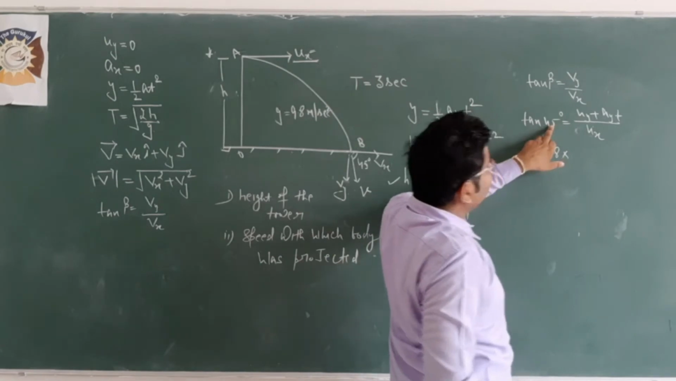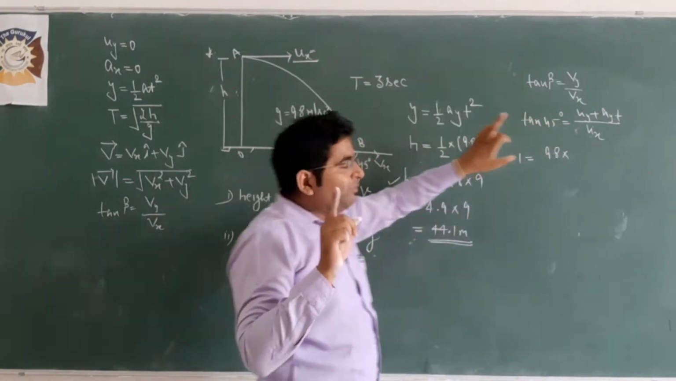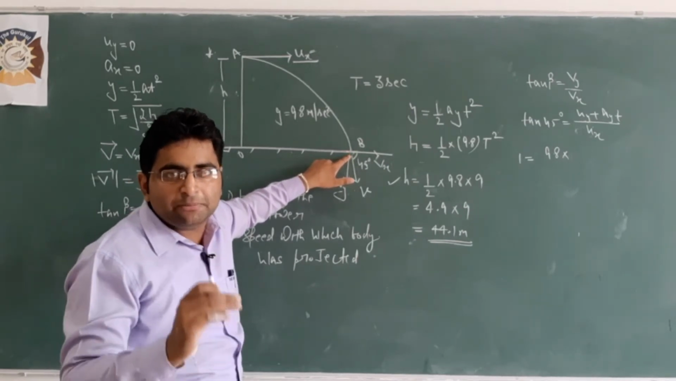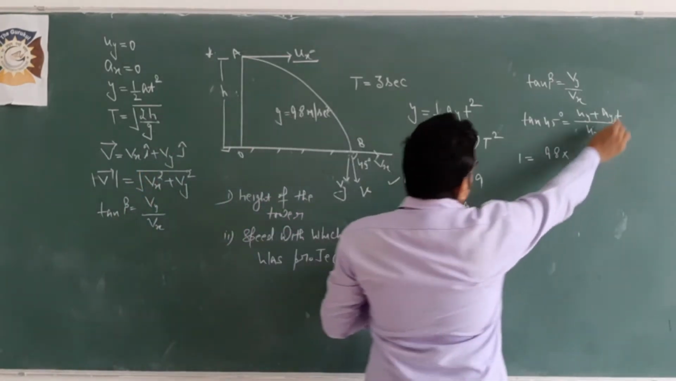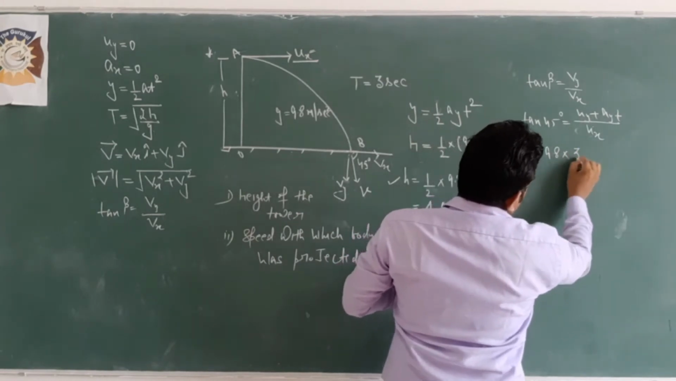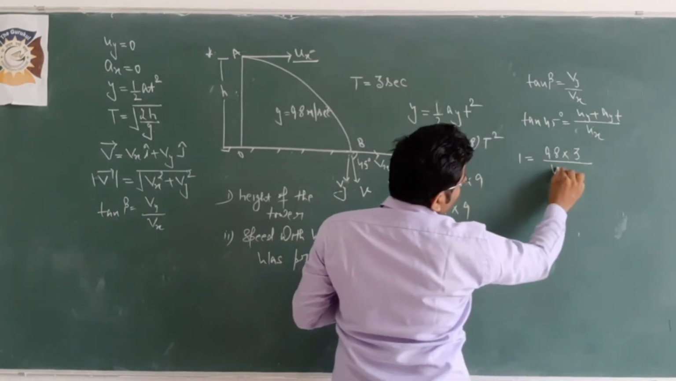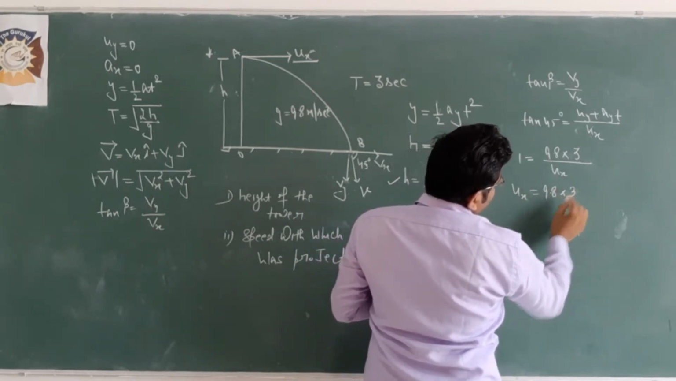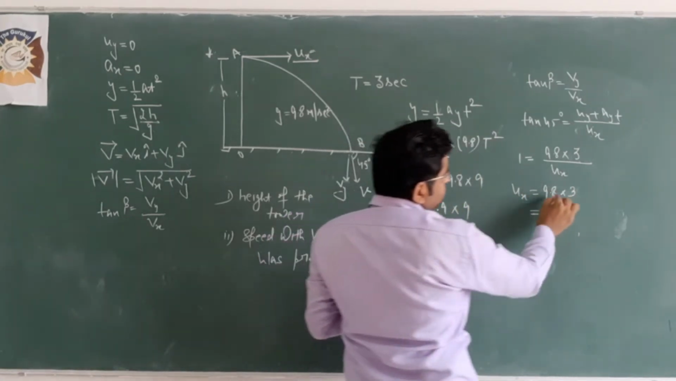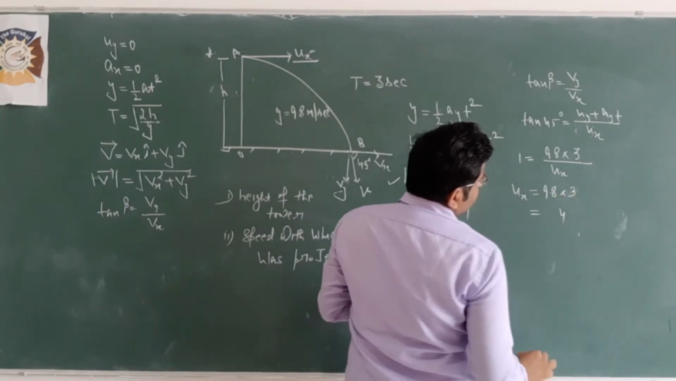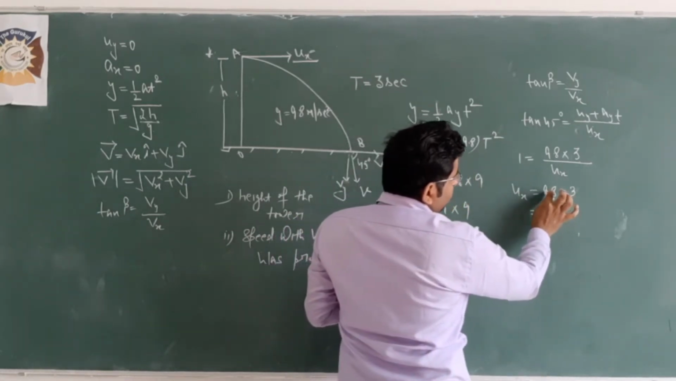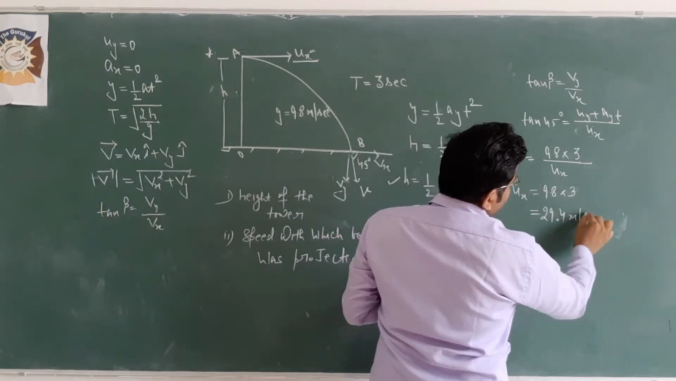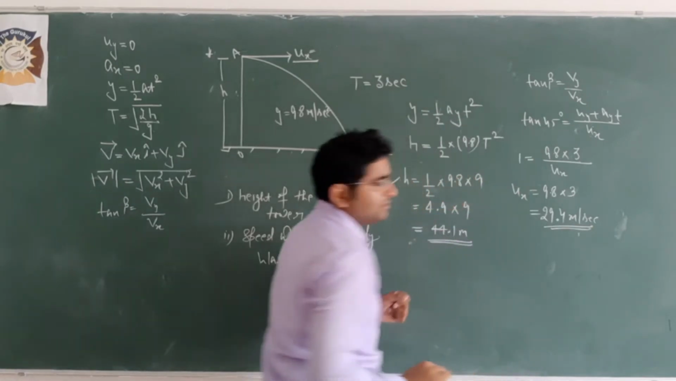And beta, when is the angle 45 formed? When the object is at point B, it means the time period we have to take is the time of flight. So beta, the value of t is 3 seconds, divided by ux which we have to calculate. So ux is equal to 9.8 into 3. 8 threes 24, 9 threes 27, and 2, so 29.4 meter per second.